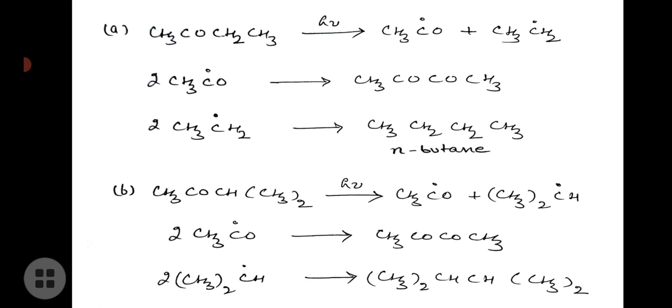Now, let us discuss the B reaction. Here also, this is a case of an unsymmetrical ketone. On absorption of light, again acetyl radical and alkyl radicals are formed. Again, acetyl radicals combine together to form biacetyl and alkyl radicals combine together to form alkane.